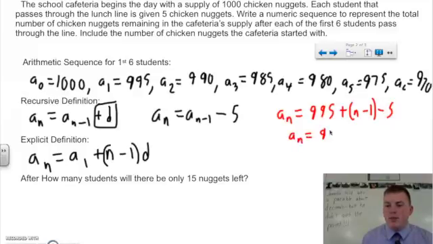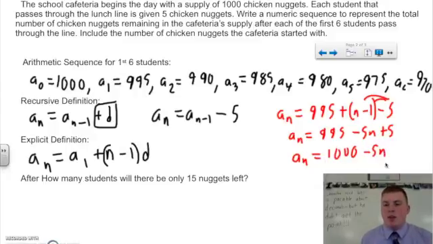A sub n is equal to 995. We distribute and get negative 5n, and a negative 5 times a negative 1 is a positive 5. We would combine our like terms. A sub n is equal to 1,000 minus 5n. And remember, this we can just plug in the term number, and we would be able to figure out the exact value for that term number.